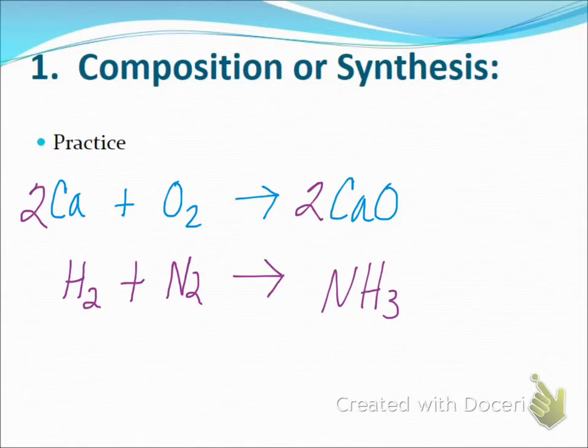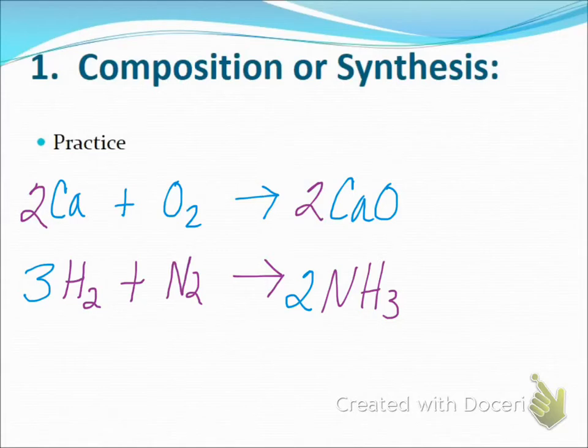All right, so let's balance this one. H2 plus N2 is NH3, classic ammonia. 3 on the H, 2 on the NH3. Now it's balanced. Yes, sir?